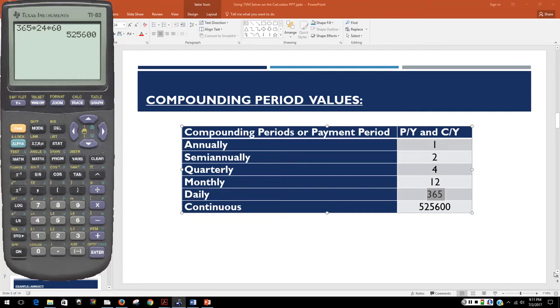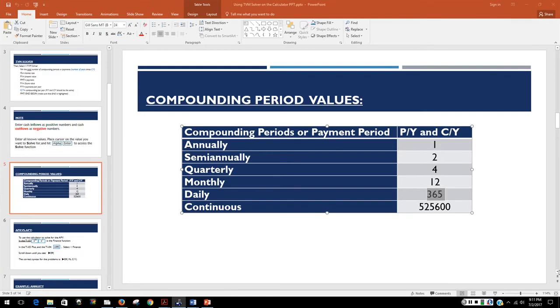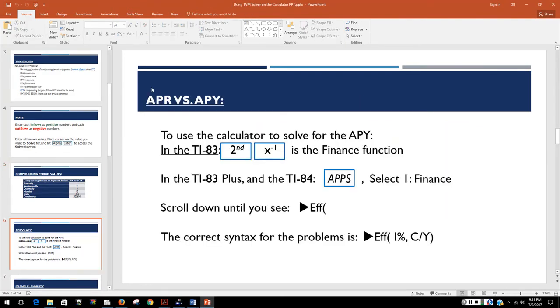So then the next thing we do is we're going to look at an actual problem. Now there's another thing the calculator actually does. We will come back to this. We can use the calculator to solve for something called the APY. I'm going to skip over this slide right now and come back to this particular kind of problem as we get to it in lesson 3.